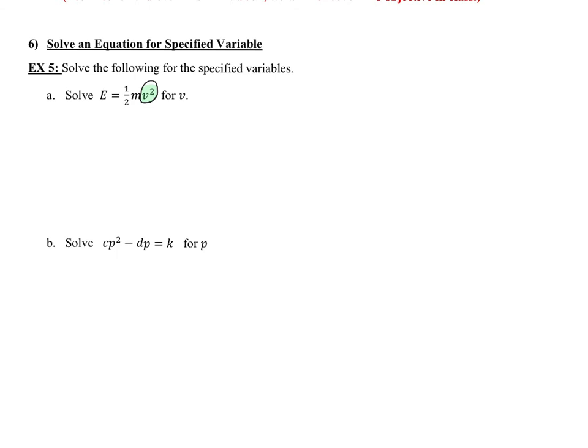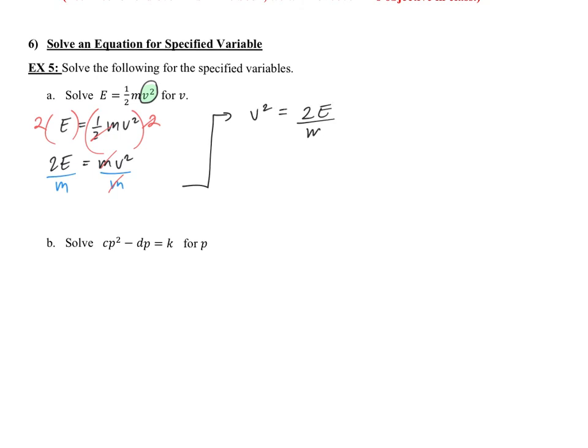So let's rewrite this equation. Multiplying both sides by 2, so we can cancel out that 2 in the denominator. And then we have 2e equals mv squared. Once again, our goal is to get the v by itself. Let's divide m from both sides. And then we're left with v squared equals 2e over m. Notice I switched sides for the equations. That is perfectly fine. They're both still equal to each other.